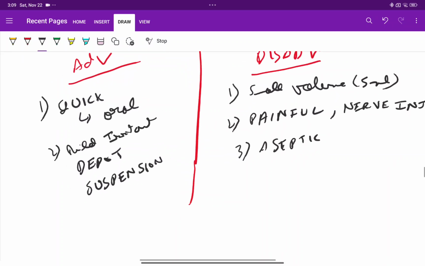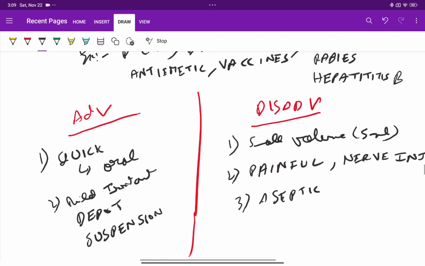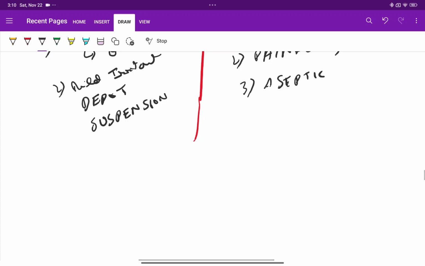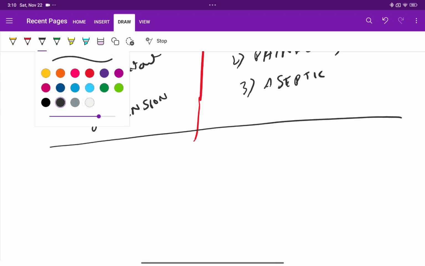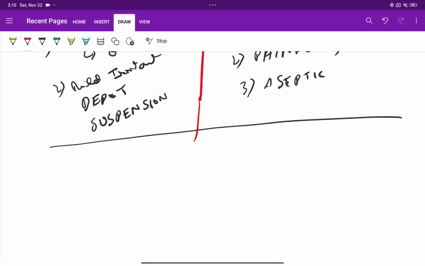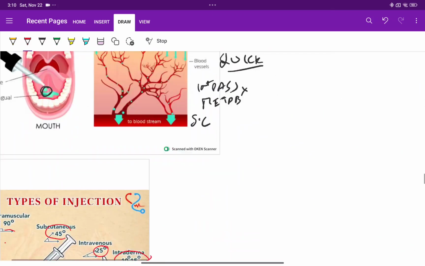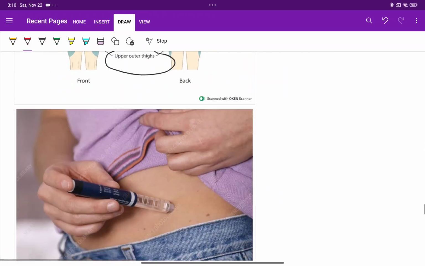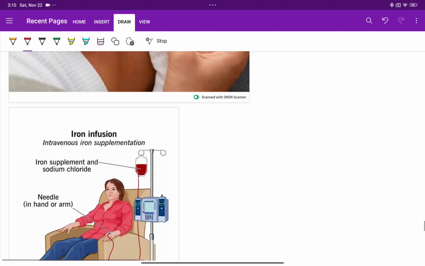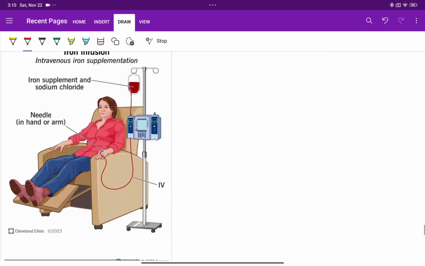Then aseptic condition, painful. Okay, then let us talk about the last important route, intravenous route of drug administration. We would have seen in the wards how the intravenous route of drug administration is given. See, the IV line is placed in the vein.